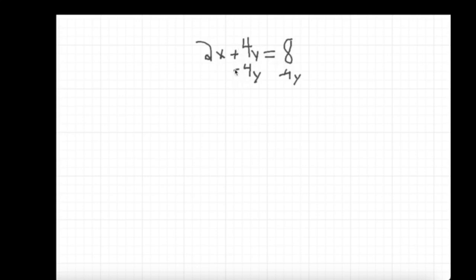This is the subtraction property of equality. If you subtract from one side, you have to subtract from the other side in order to keep the equation equal. This leads us to an equation of 2x equals negative 4y plus 8.